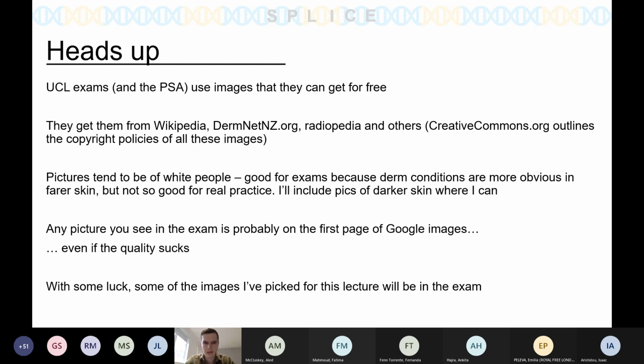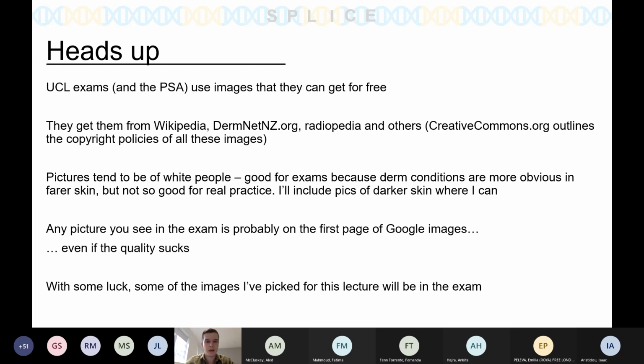So you can be assured that what you see in the exam will be that. But I would have liked to give comprehensive images of what conditions look like in all races, but it would have meant a load more faff poring through websites trying to find out which images I couldn't use. So I've just mainly stuck to DermNet really.